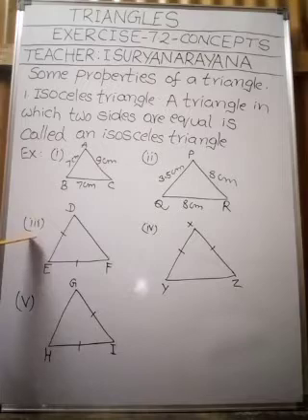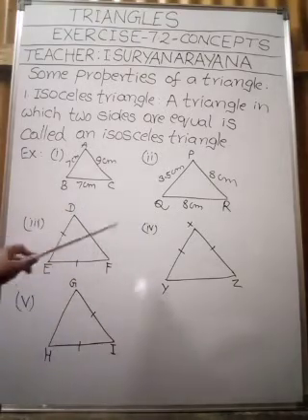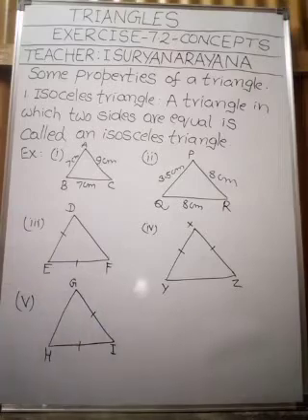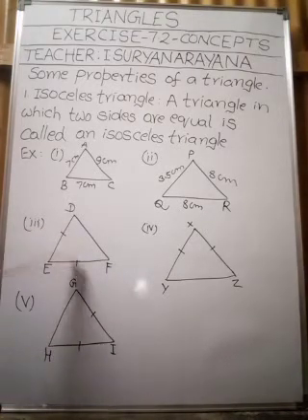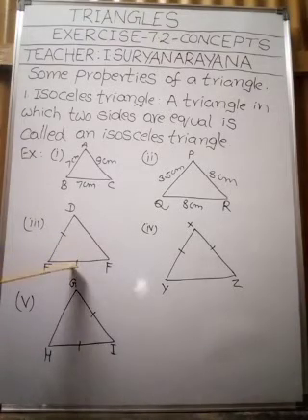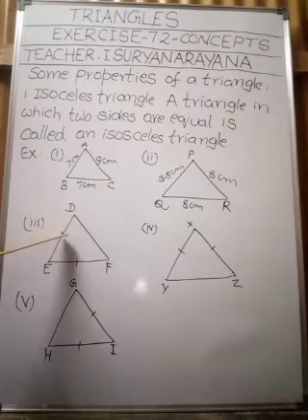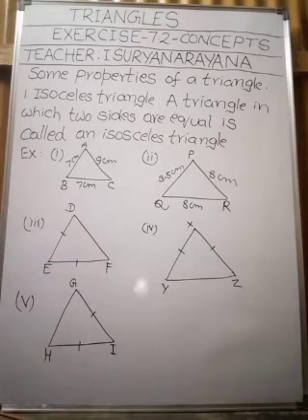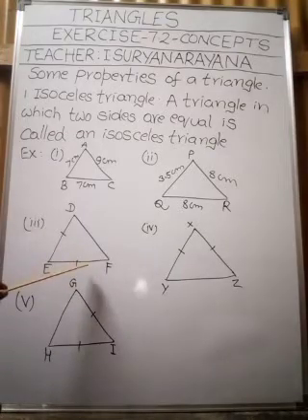Now come to the third example. See this figure, triangle DEF. In this figure, they have not given the measurements of the sides of the triangle, but they are marked by the same. See here, this DE side and EF side are marked by this one line. Means they are equal sides. They are of equal length.